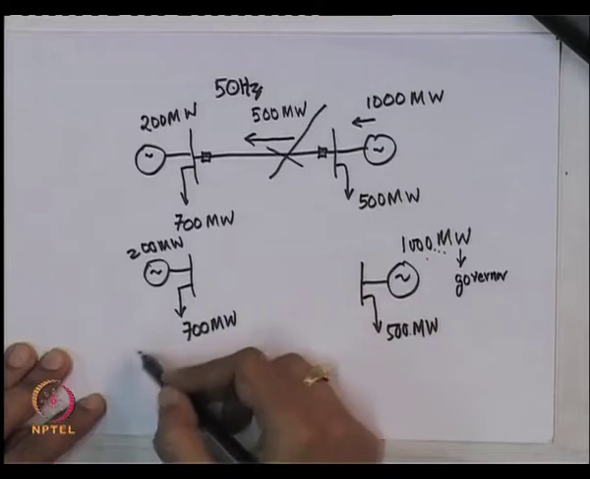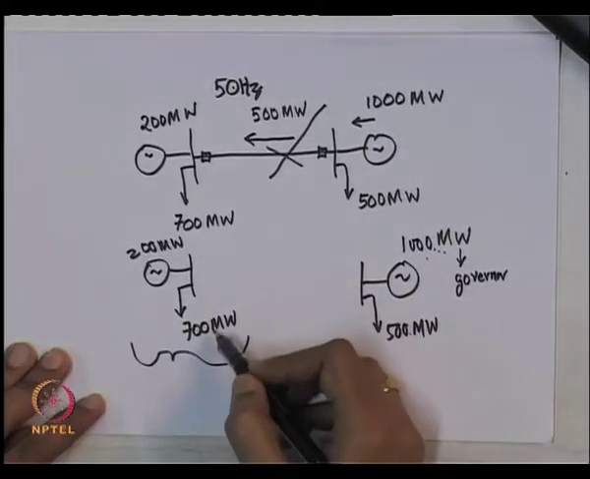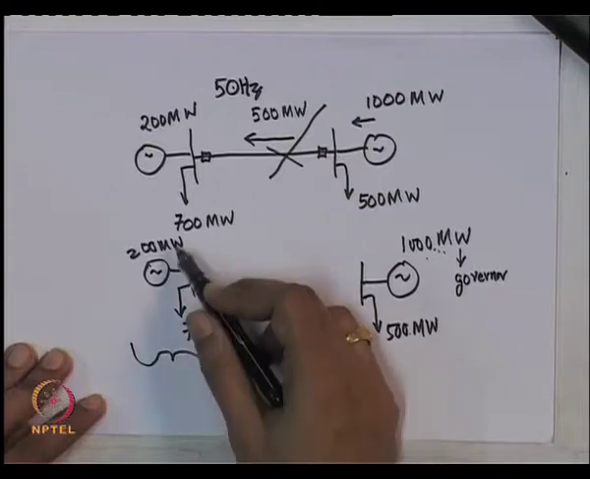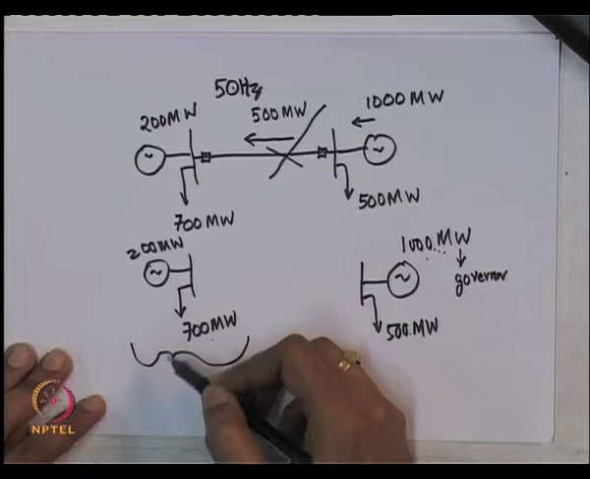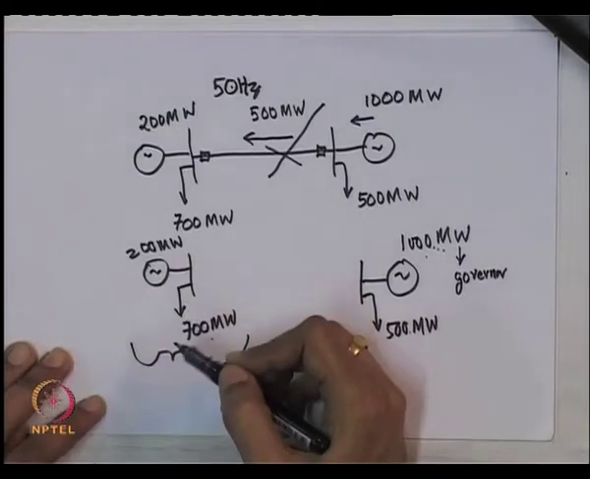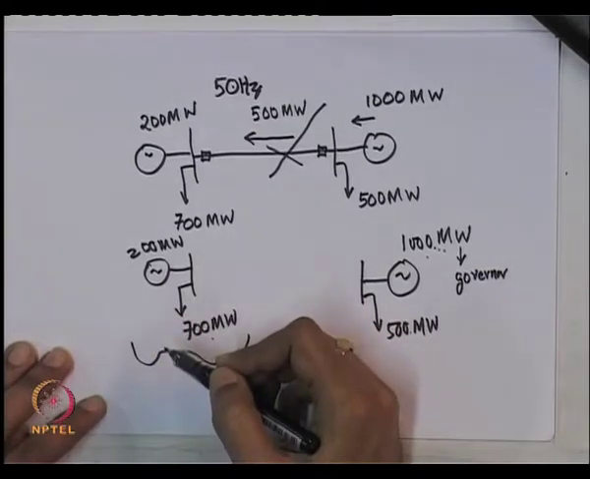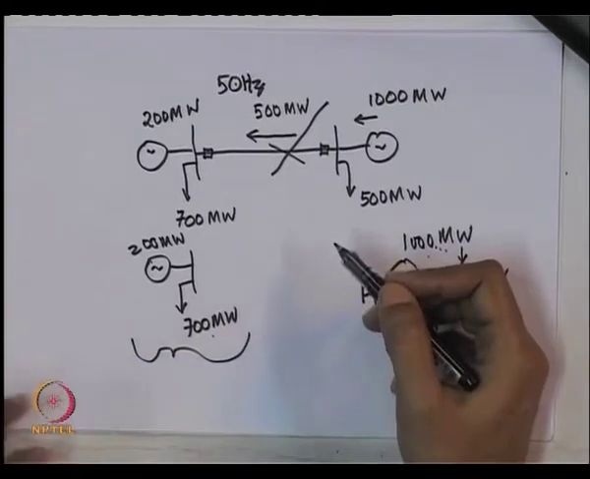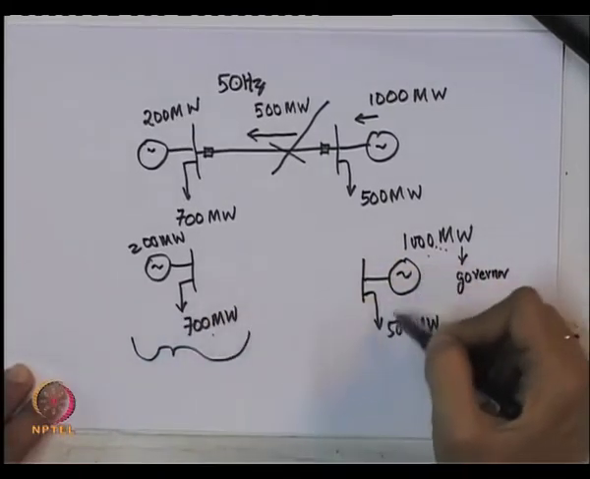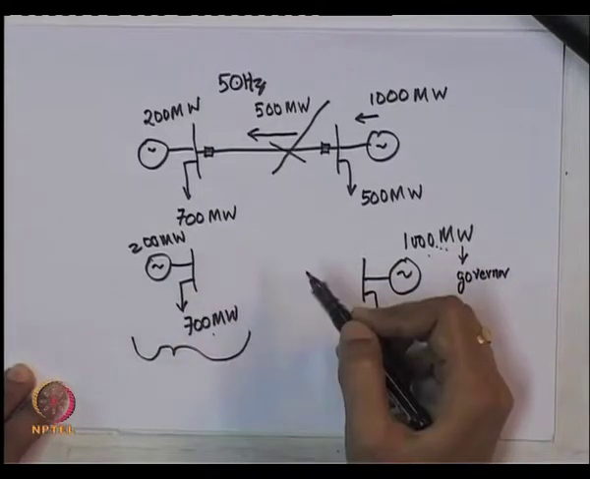Similarly, in this under generated island, you suddenly have a large amount of load and less generation. So, what you need to do here is strip out the load quickly and increase the generation if you can, again through governors. So, once you island, suddenly you are left with glaring differences between the generation and the load.